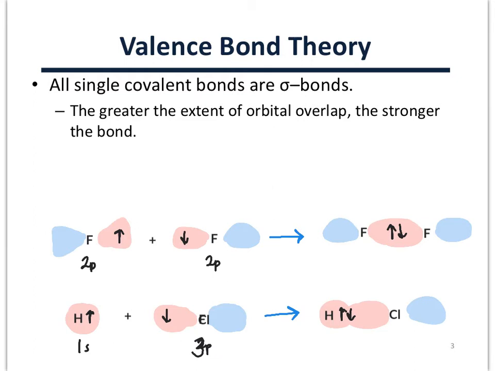All single covalent bonds are sigma bonds, and we can form them in a variety of ways. On the previous slide, we showed a sigma bond formed between two s orbitals, but we also can have head-on or direct overlap in the internuclear axis between an s orbital and a p orbital, shown here with the HCl bond, or between two p orbitals, shown here with F2.